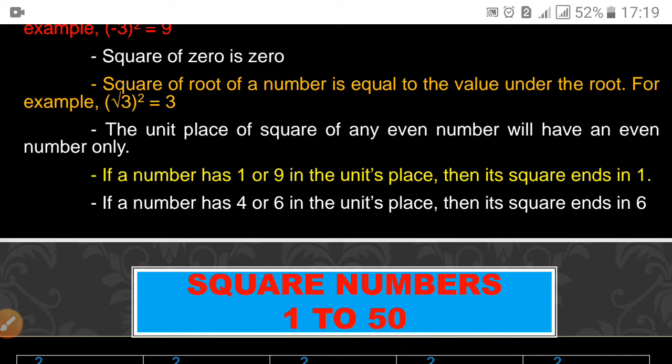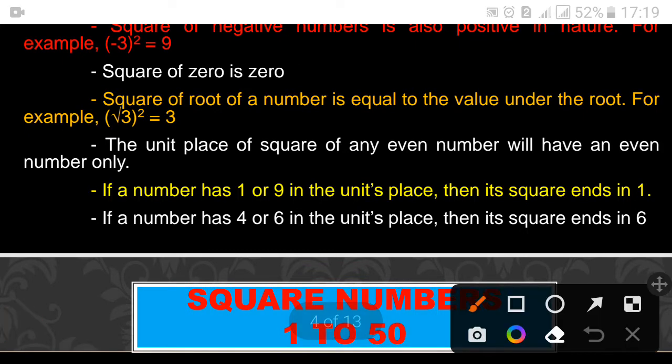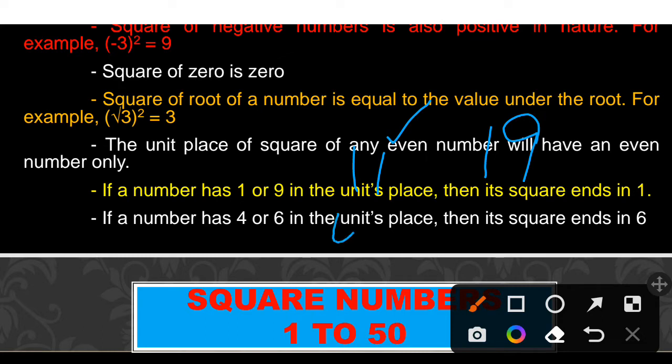For example, if I have the number 11, now 1 is the unit place, so its square ends with 1. Similarly, if I have the number 19, now 9 is at the unit place, so its square will also have 1 at the end. Similarly, if a number has 4 or 6 in the unit place, then its square ends in 6. If I have a number, for example 54, its square ends in 6. Similarly, if I have the number 66, now we have 6 at the unit place, so its square ends in 6.